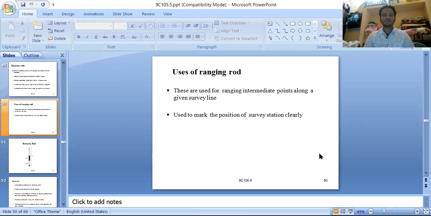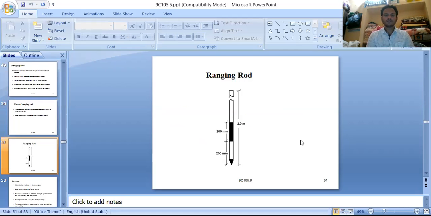We have different uses of ranging rod. They may be used for establishing intermediate points on the survey line, or for marking the position of a survey station clearly. This diagram shows a typical ranging rod of 2 meter length. Here we can see that every color has 200 mm length. The diameter is 2.5 centimeter, and the shoe length will be 100 mm.